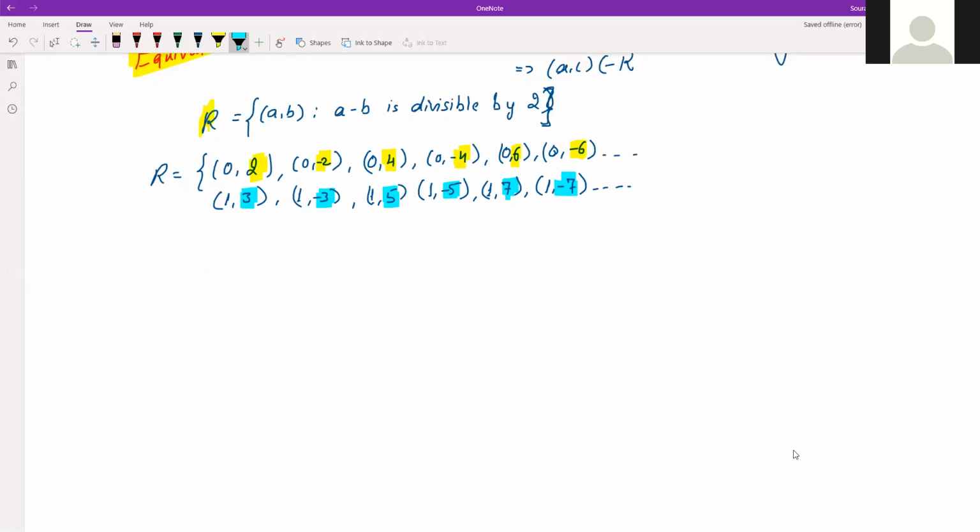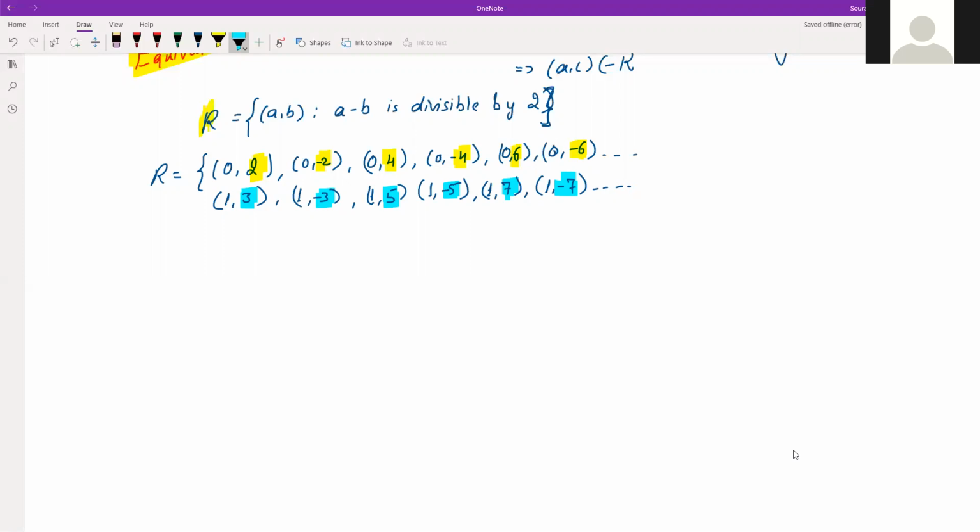But with 0, there cannot be any odd integer. There can be only even integers. Same way with 1, there can be only odd integers. There cannot be any even integers.